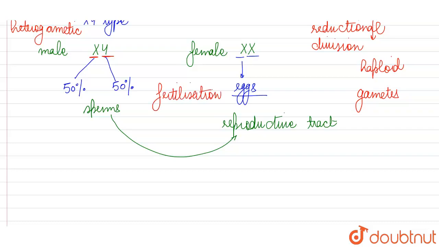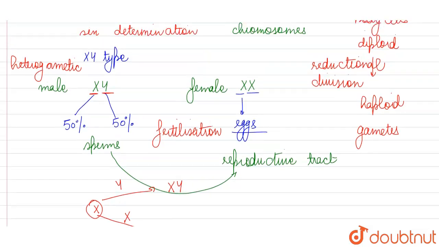So, suppose here we have the egg, and a sperm with Y chromosome comes and fuses with this egg. So now we are going to have one X and one Y chromosome in the zygote, and this baby is going to be a male. Whereas, if with the same egg, a sperm with X chromosome comes and fuses, now we are going to have two X chromosomes in the zygote, and the baby is going to be female.